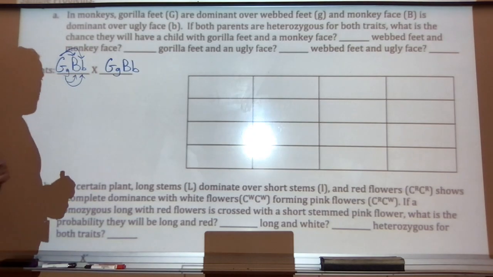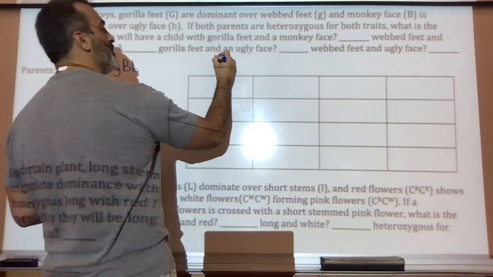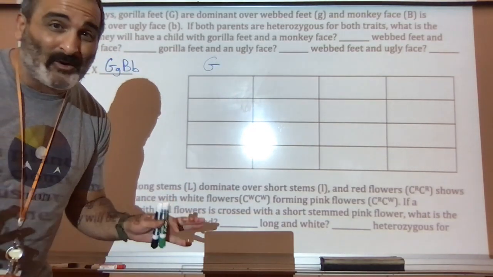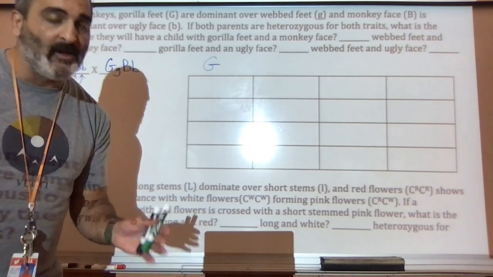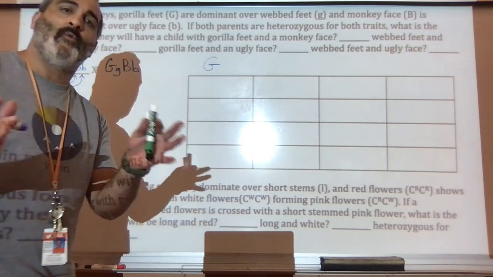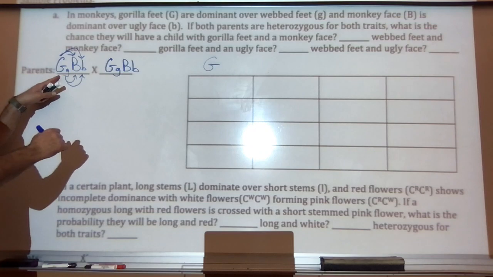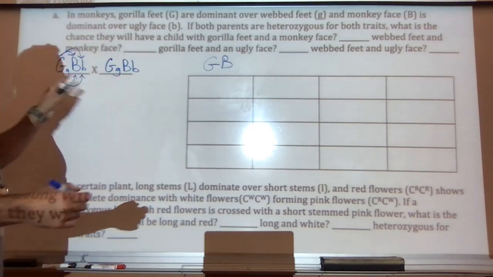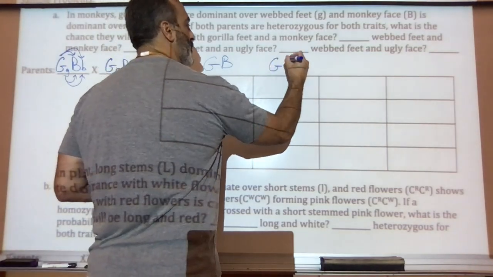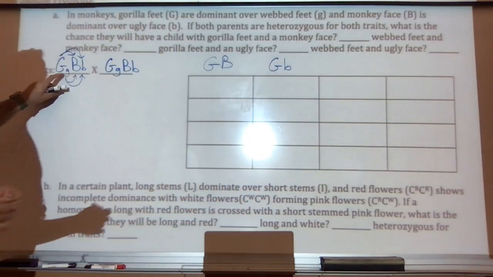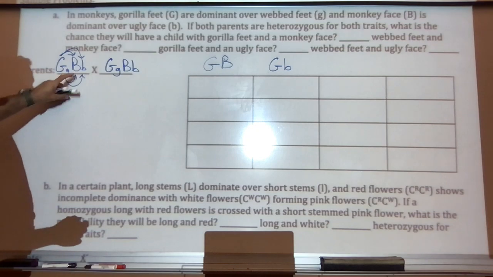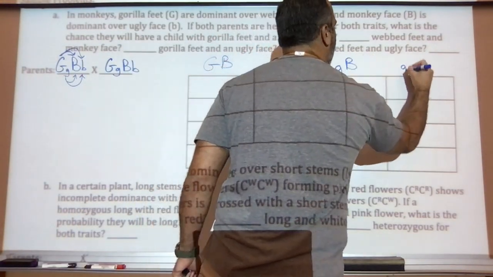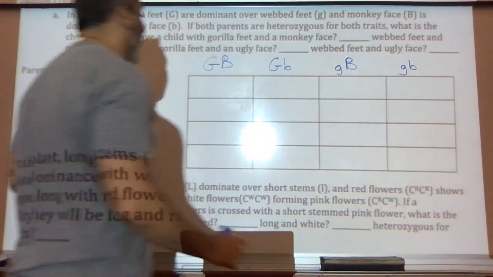Okay, so the first possibility, uppercase G. And by the way, don't forget, when you give your kids, you don't give your kids both of your G's. You give them half. So you're going to give them one of the G's, one of the B's. So the first possibility is uppercase G, uppercase B. The next one, uppercase G, lowercase b. Lowercase g, uppercase B. And finally, lowercase and lowercase for the last one.